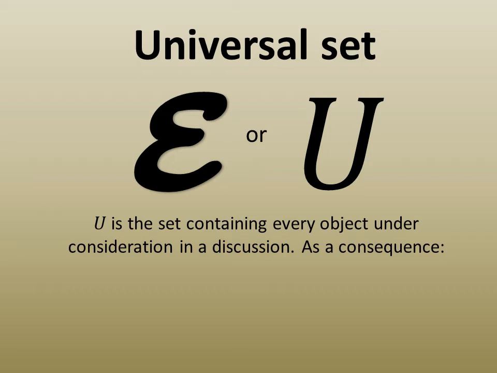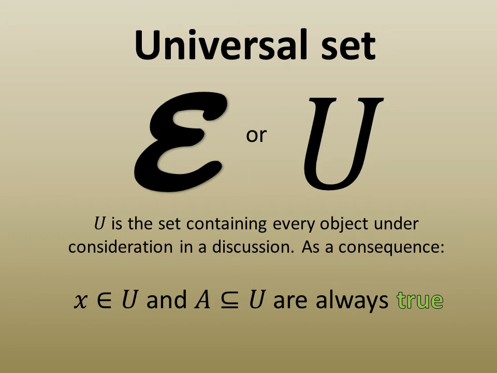It is usually denoted by either of these symbols, though we will use the one on the right. A consequence of this definition is that in a discussion the following is true for any object X and any set A. The universal set is usually only specified when necessary.